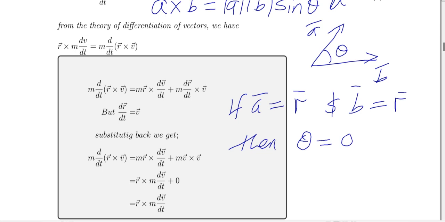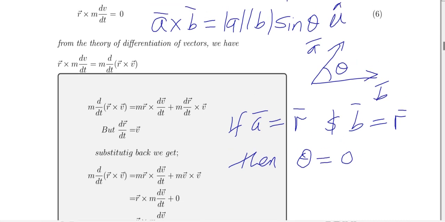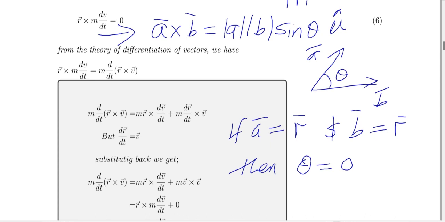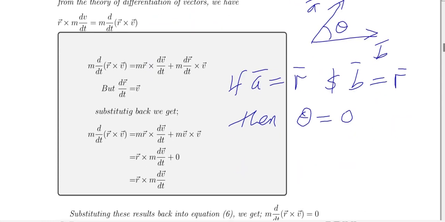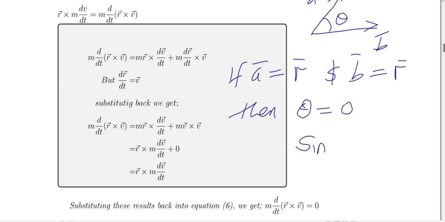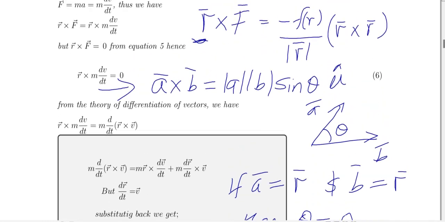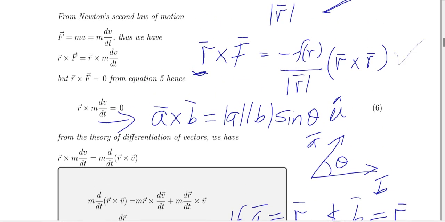So if we substitute theta equals 0 in the expression here, we'll be looking for sine of 0, which is 0. So in this case, r cross r is a 0 vector. We substitute that here, r cross r is 0, and when we do, everything on the right hand side becomes 0, so that we get r cross f is 0.